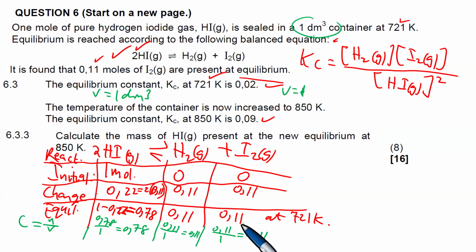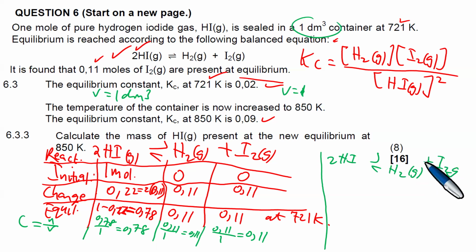Now, this table is extended. When the temperature increased, there's going to be a new extension. So there is a new equilibrium. Two hydrogen iodide gas, iodine. Okay, let's look. There's going to be concentrations. So this is the equilibrium amount in moles, and the equilibrium concentration. So it's the rise.